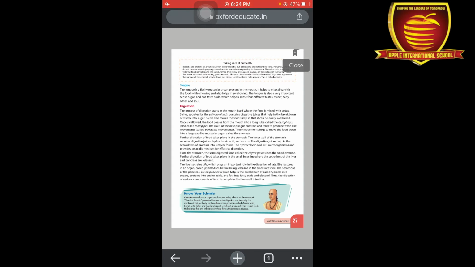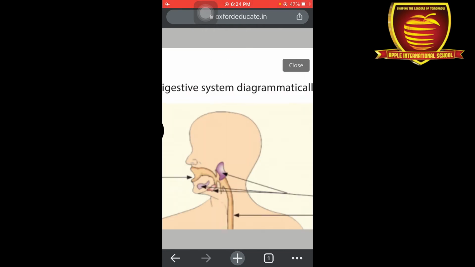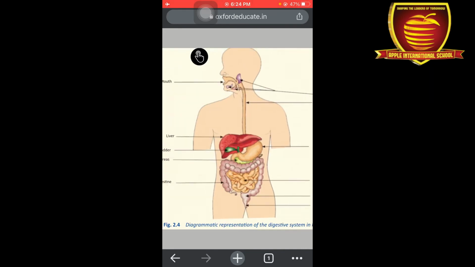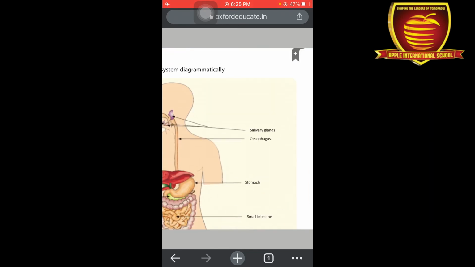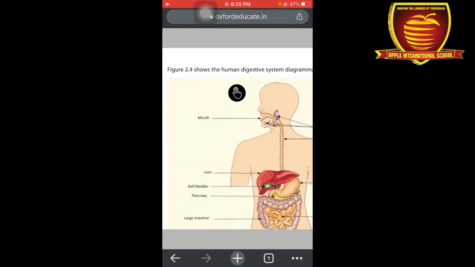Now the second process is digestion. In digestion, here you can see the diagram. As we all know, the food we take in goes through the mouth. When we intake the food through our mouth, it mixes with saliva. Saliva helps to soften the food and swallow the food. But teeth help to break down the food into simpler substances.